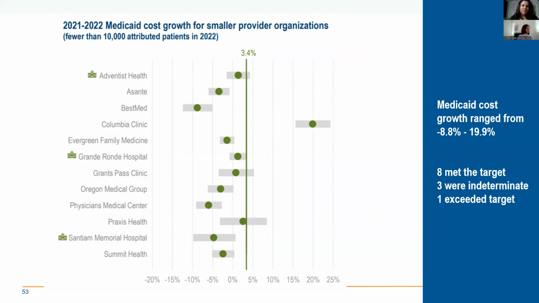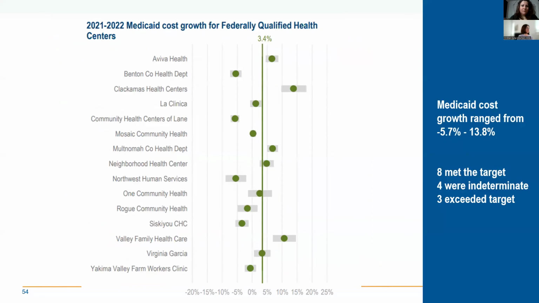And here are the small provider organizations in the Medicaid market. The cost growth ranges from -8.8% to 19.9%, and one of them exceeds the target, which is Columbia Clinic. Next slide, please. So now we are moving to the FQHCs, which are mainly in the Medicaid market. The FQHCs' cost growth ranges from -5.7% to 13.8%. And three of them exceed the target, which are Clackamas Health Center, Multnomah County Health Department, and the Valley Family Healthcare. Next, please.